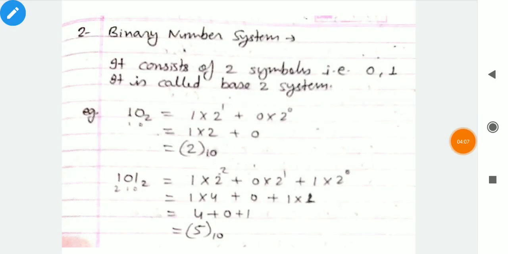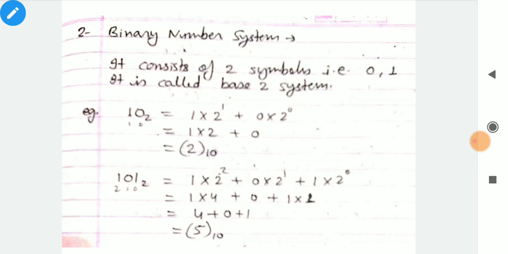Now the second number system is called binary number system. Binary means 2, means in this number system there are 2 symbols used, that are 0 and 1. Since there are only 2 symbols, it is called base 2 system. Means any number that you want to represent in binary number system can be represented only using zeros and ones.